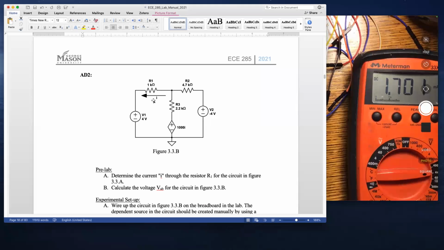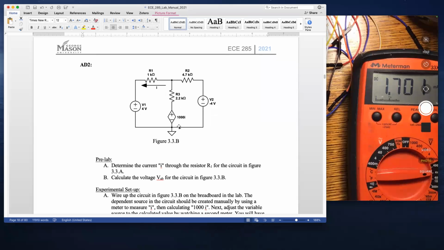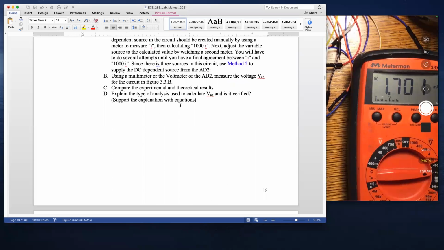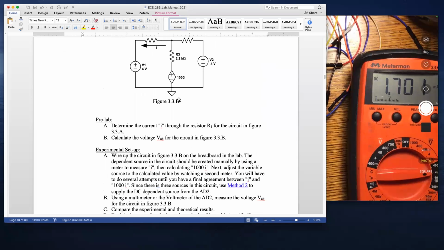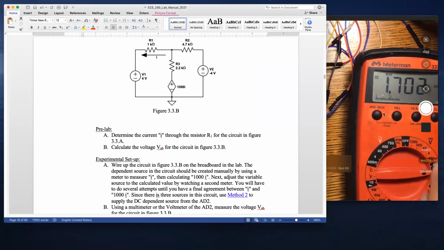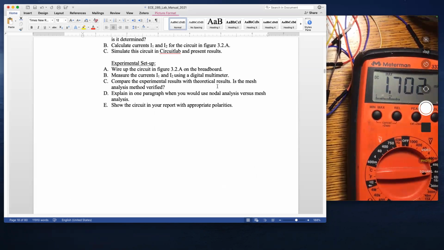So the measured current has to be 1,000 times greater than the supplied voltage, and that's the voltage that you are worried about. And so that should be the voltage of your current source. Of course, I did change a component, so this 2.2K is different. So that's why I will get a different current measured than what you would get. But that's how you would do lab 3 for ECE 286, 285.